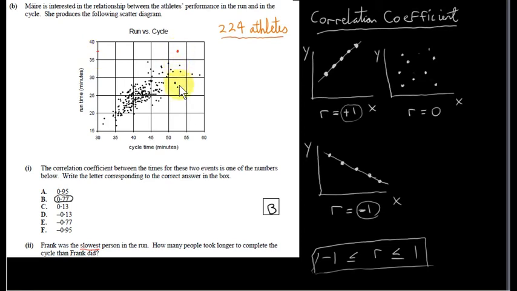His cycle time is amongst the longest as well. His cycle time is about here. It's about 52 or 53 minutes, but it's not the longest. Some people took longer to complete the cycle. If we look at those points, we can see this one, and this one as well, I think, and also this one. So that's 1, 2, 3, 4, 5, 6 people. 6 people had cycle times that are longer than Frank's.